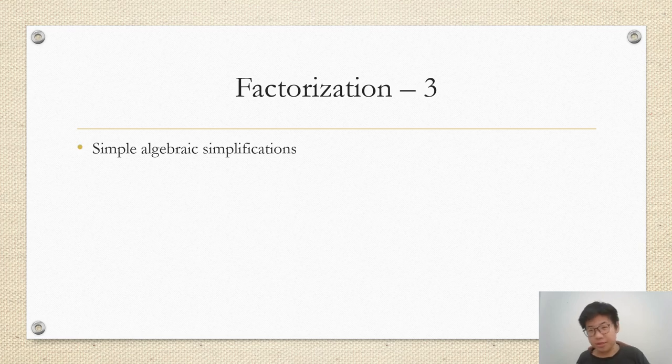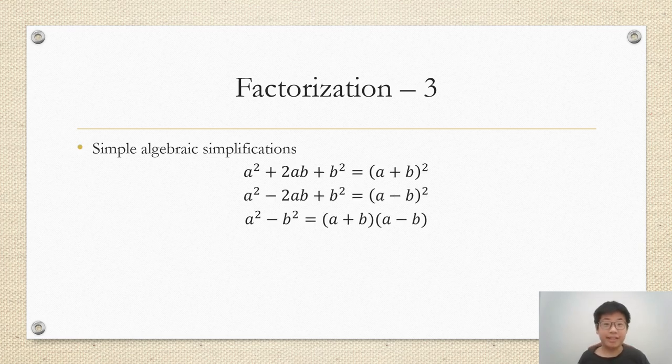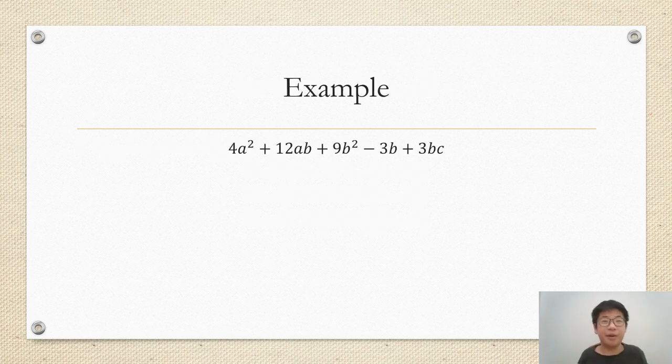Factorization. First, we do some simple algebraic simplifications like these. You need to memorize these formulas as these are extremely important if you want to do higher algebra. You need these identities every day. Let's do an example. We have this, and then 4a squared plus 12ab plus 9b squared. It's not at all obvious that it's (2a plus 3b) squared.